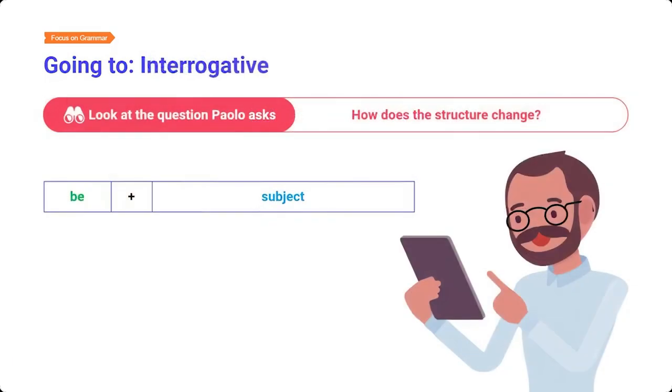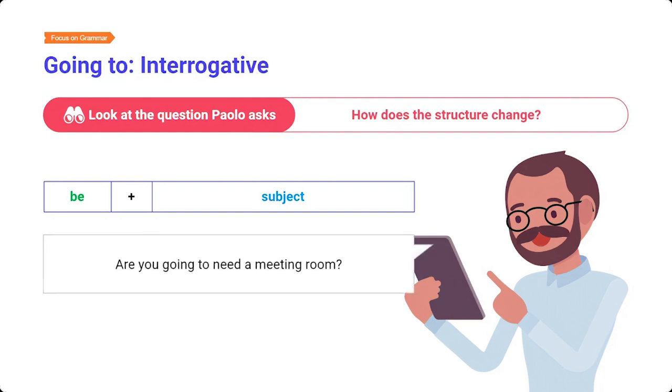Listen and look at the question Paolo asks. How does the structure change? Are you going to need a meeting room? That's right. The subject and the verb to be change. In the interrogative, the verb to be goes before the subject of the question.